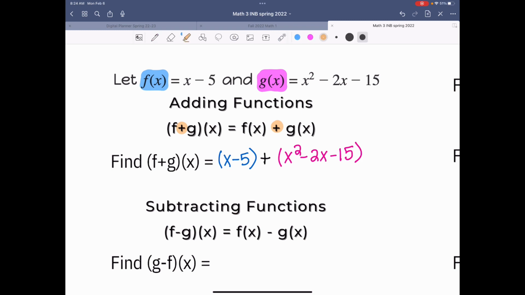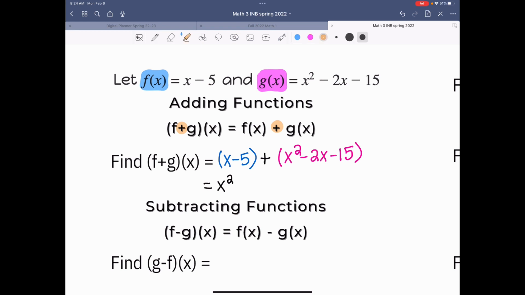So for this one, we're going to combine, let's see, what do we have? So we have the x's that we can combine together, and we have the numbers. Right now, we don't have anything that we can combine x squared with, and that's okay. So we just bring it down.